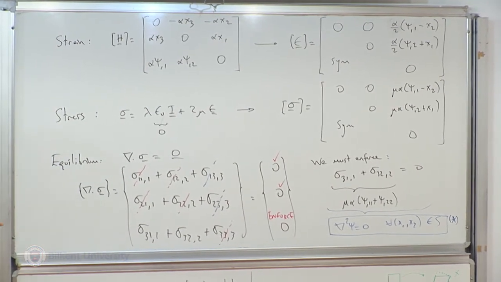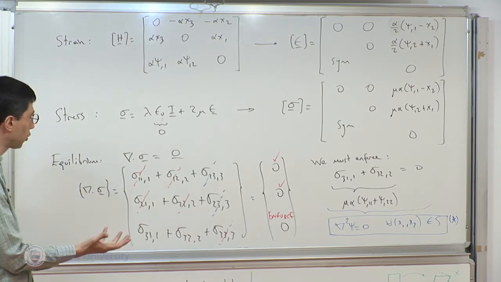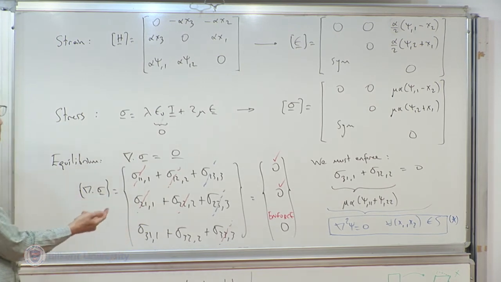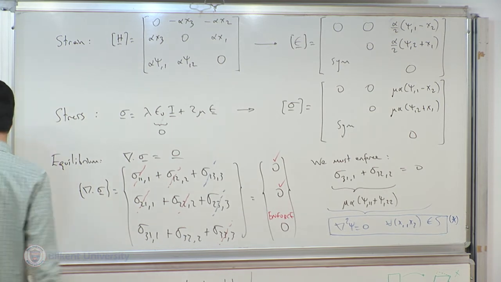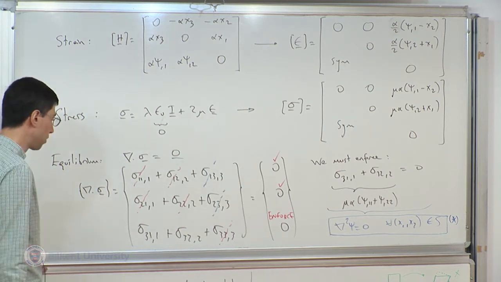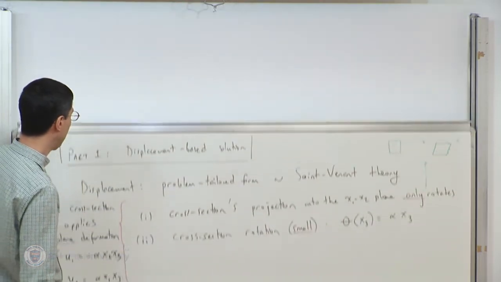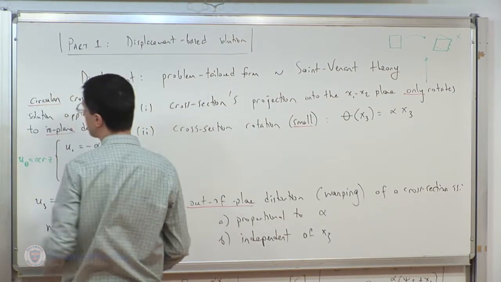So our problem-tailored form for the displacement had this function, warping function psi, and equilibrium now imposes a constraint on the possible form of that warping function. Now that we have enforced equilibrium, the last thing that remains is the boundary conditions. So now we move on to boundary conditions. And what I'd like to do is I'd like to preserve this board up here still for a while. And let me move up here.